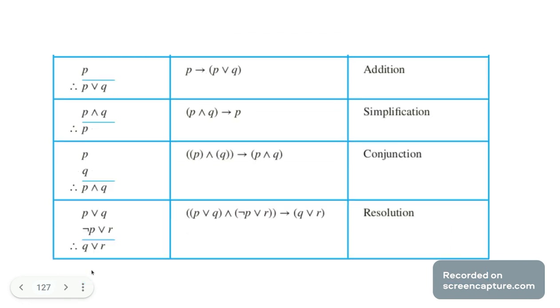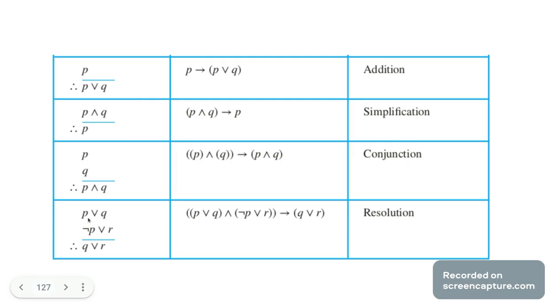Then we have addition. If P is true, then P or Q will be true. Obviously, because any one needs to be true for P or Q to be true. Now, simplification: if P and Q is true, that means both P is true and Q is true, so that implies P is true. That is called simplification. Now if P is true separately and Q is true separately, that implies that P and Q is true, because both are true.